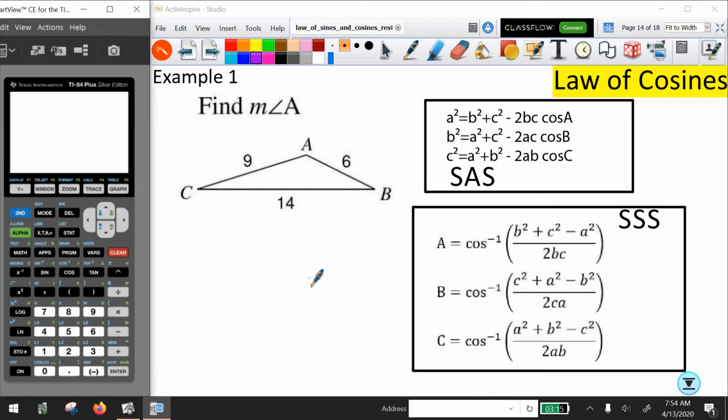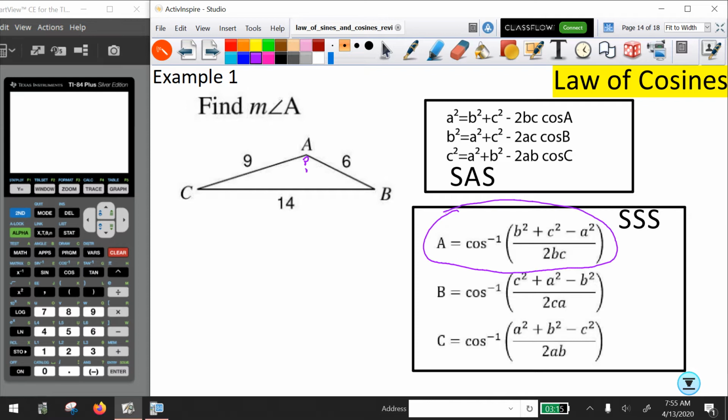Hi everybody, in this video we're going to do some law of cosines examples. In this first example here we're asked to determine the measurement of angle A, and we have three side lengths, so we have side, side, side. We're going to use the formulas at the bottom here. In particular, since we're asked to determine angle A, we're going to use this top formula.